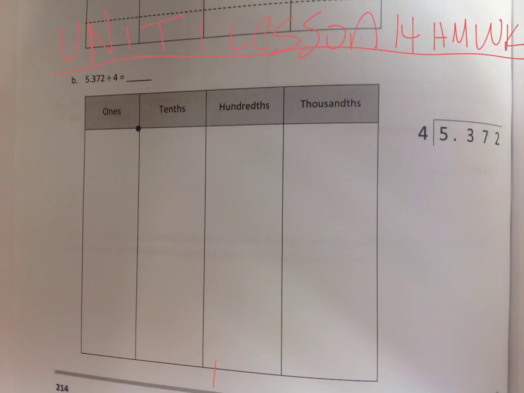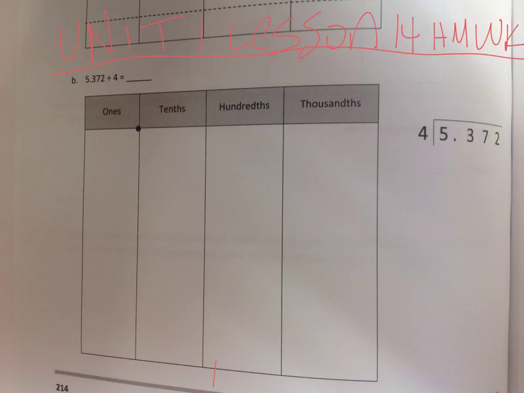Today's math lesson is lesson 14. The goal of the lesson is to divide decimals, and we're using some place value to help our understanding. And we're using the long division traditional standard method as well. So I'm going to do 1B from tonight's homework on lesson 14.